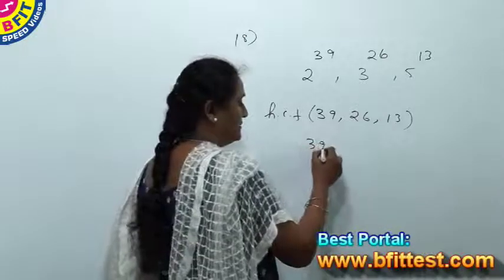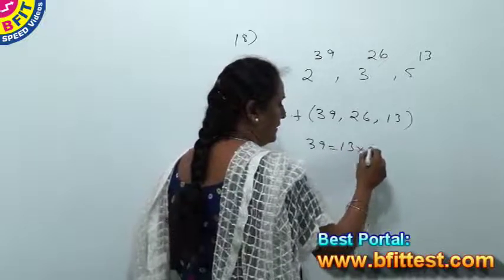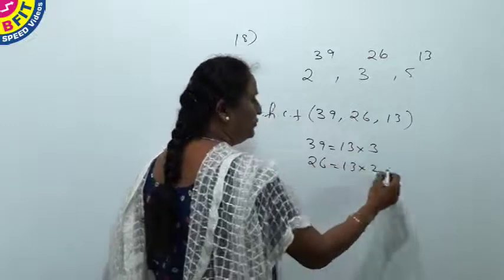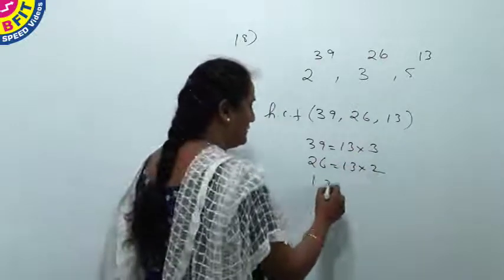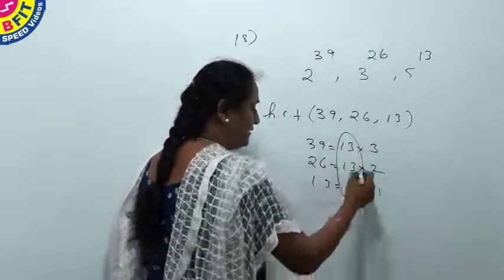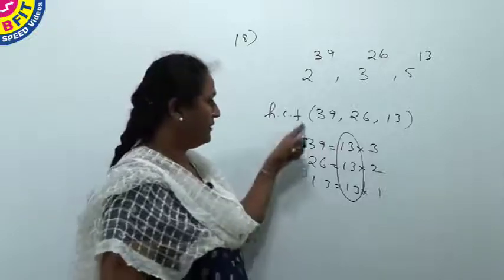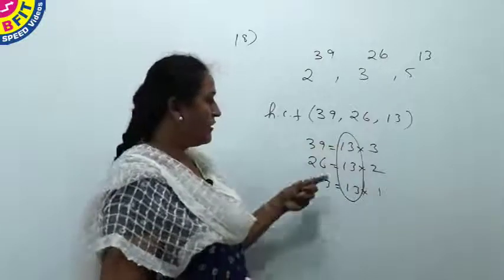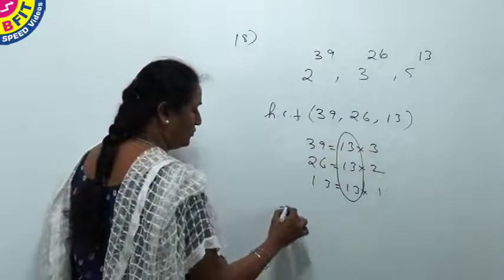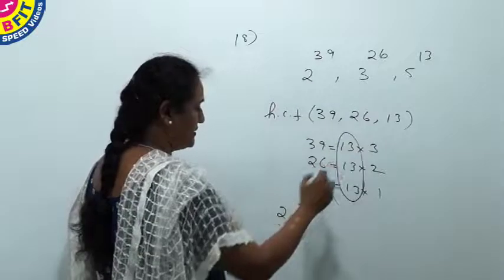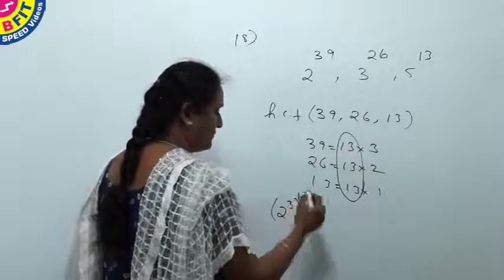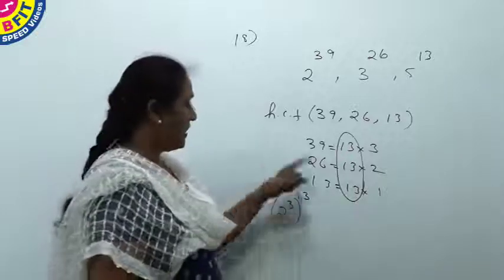So 39 is 13 into 3, 26 is 13 into 2, and 13 is 13 into 1. So the common factor is 13, and the highest common factor between these three powers is 13. Now we can rewrite the question as 2 power, so 39 can be written as 3 into 13. Retaining this 3 inside, we'll write the power 13 outside the brackets.